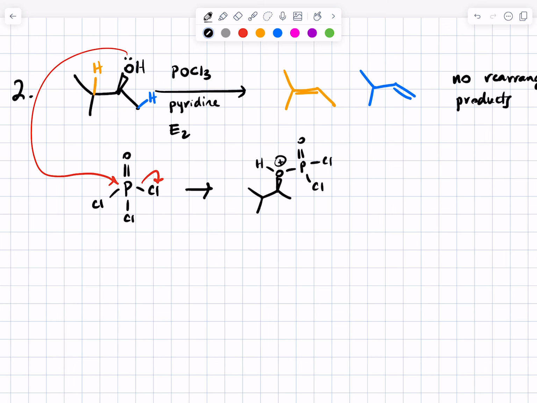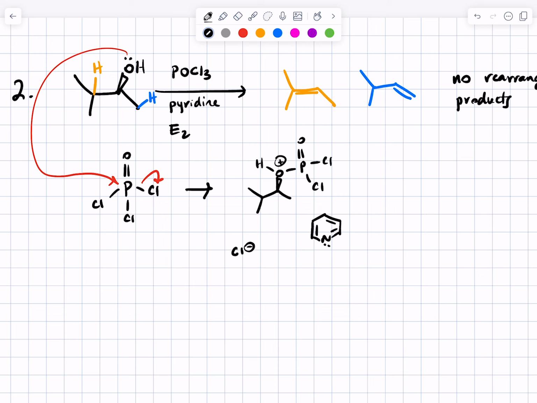Now, Cl minus sort of left from phosphorus. It does not come in and do substitution chemistry here, and why that is, I don't know. Pyridine is added as a base, presumably to do the elimination reaction.